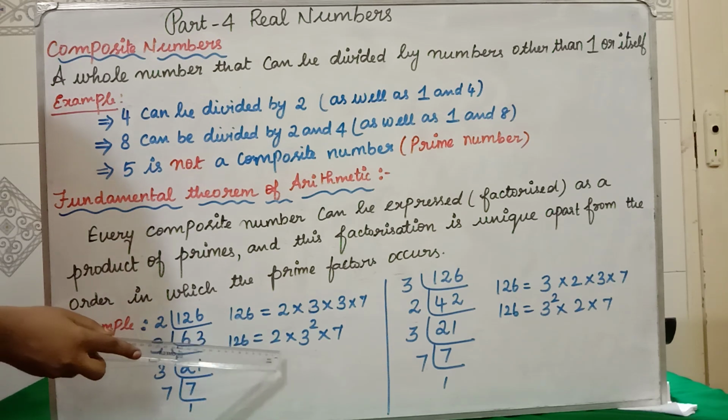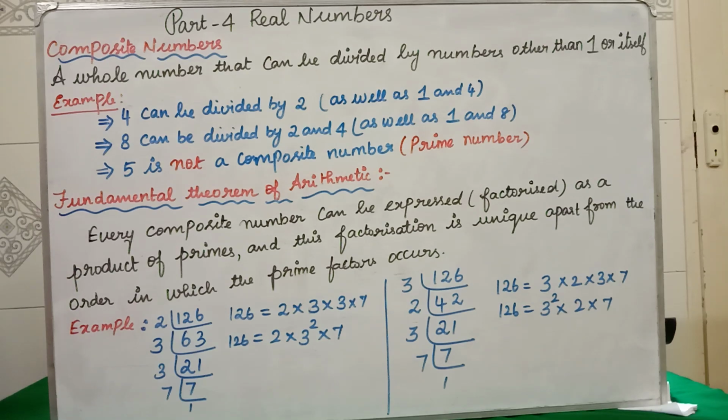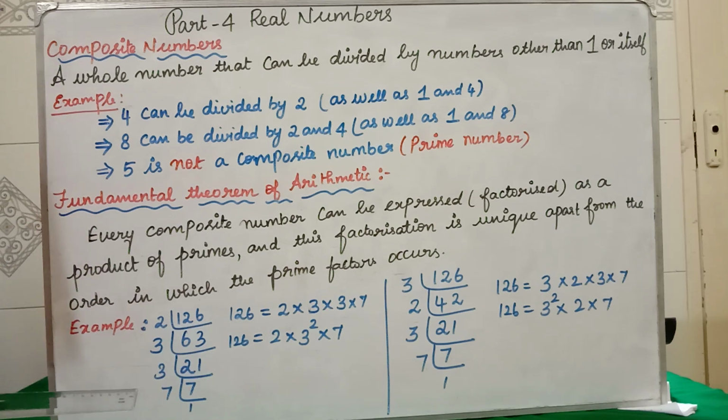So, how I am expressing 126, a composite number? I am expressing it as a product of the prime numbers. Product means what? Multiplication of the prime numbers. Every composite number, all the composite numbers, how will we express? As a product of the primes we will express. That is our first line. Every composite number can be expressed as a product of primes. And this factorization is unique. Okay, and this factorization is unique.